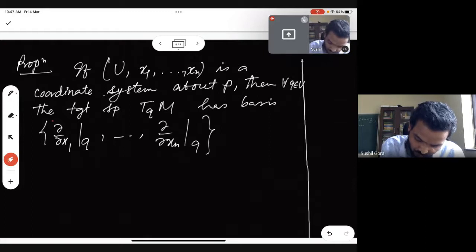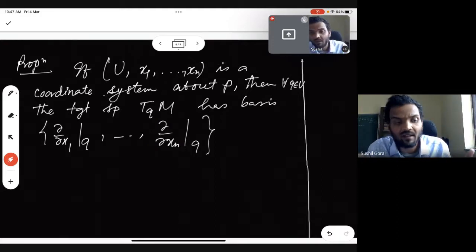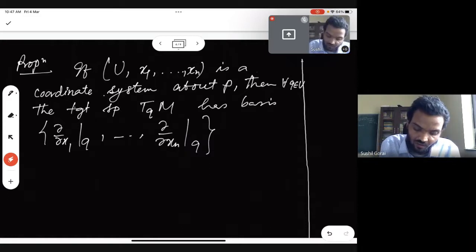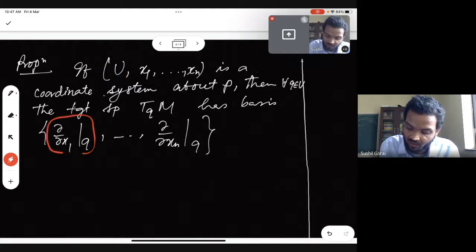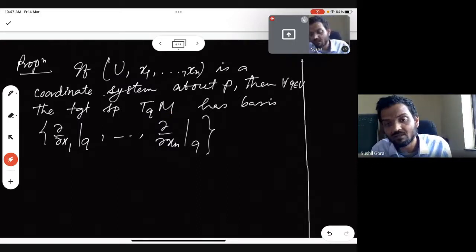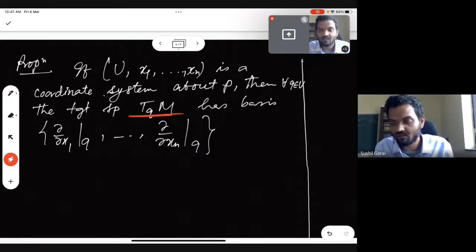So you should note that these things are defined in a neighborhood, right? Once the coordinate system is defined, like in Rn, it is defined globally, but for a manifold it does not get defined globally. Where it gets defined, it's defined on a coordinate chart. So for all points in U you can define these del by del x1, ..., del by del xn, and when you restrict to some point p, you get a basis for the corresponding tangent space. All right.